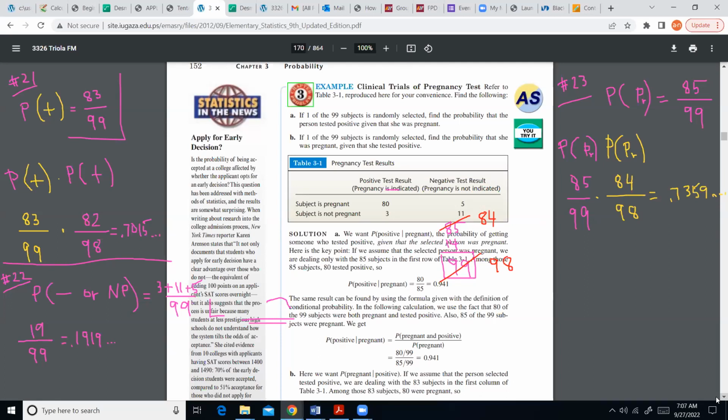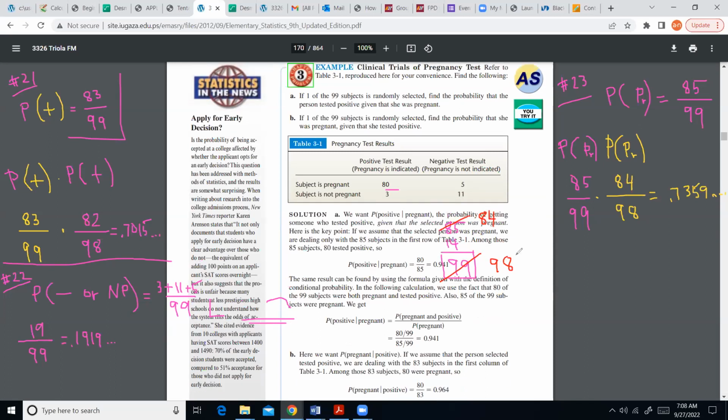We have the same exact table. Maybe I can look at the exercises related to it, since we're already familiar with the information on that sample. So let us check it out again. So what do they want here? They have selected 1 out of 99 subjects, and they want to find the person test positive given the person was pregnant.